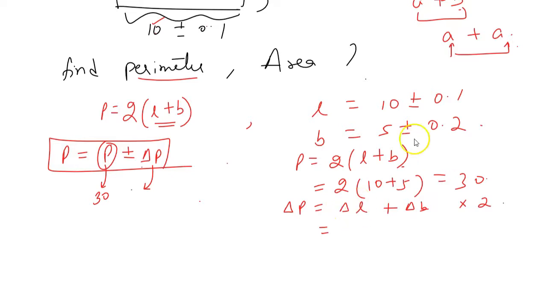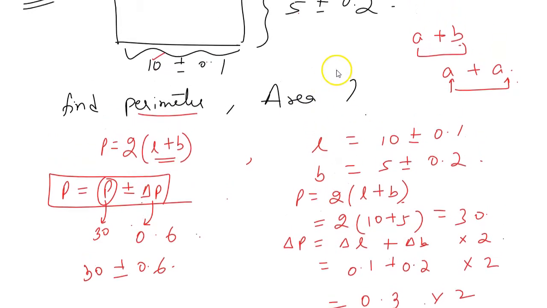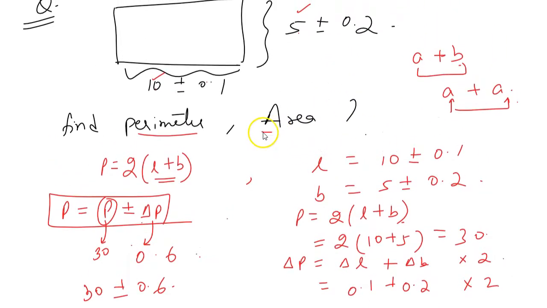So, the error in length is 0.1, error in breadth is 0.2 into 2, that will be 0.3 into 2, that will be 0.6. So, perimeter will be 30 plus minus 0.6. So, this gave us the idea how to find perimeter. Okay, now we will compute the area. Let us find out the area with respect to errors into consideration.